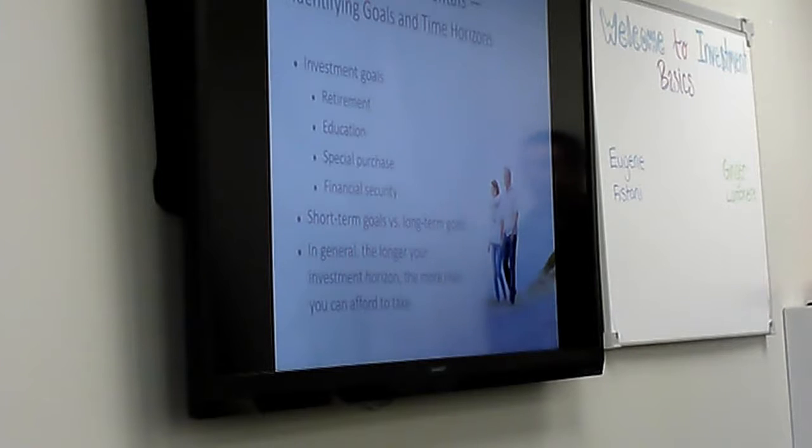When we start talking about investing, one of the first things we need to think about is what you're investing for. What are your investment goals? Some of us invest for retirement, others for education, for which we establish 529 college savings plans. We may have a special purchase like a home, or just general financial security. This is important because it determines short-term versus long-term financial goals.